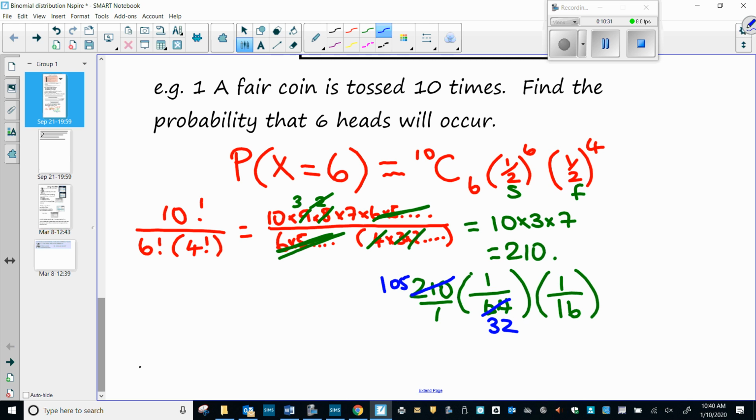Maybe that's it. What's 30? 4? But 4 doesn't go into 105. No. Why didn't you put the 2 in the 16? Well, we're going to have to. What's 32 times 16?